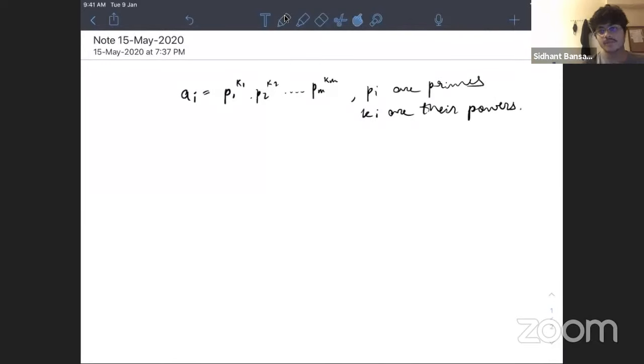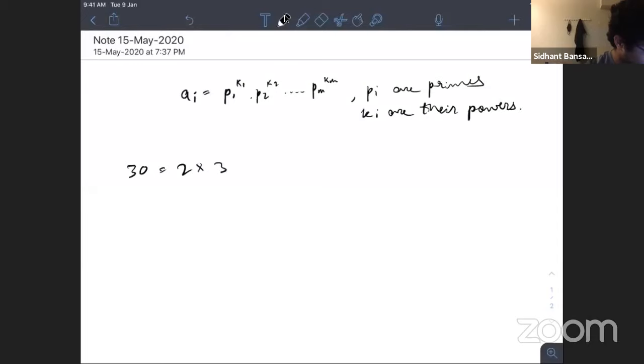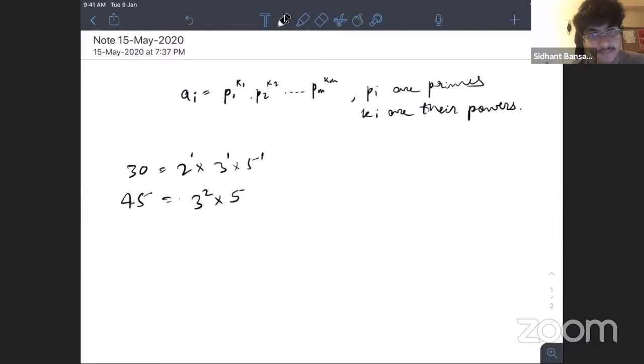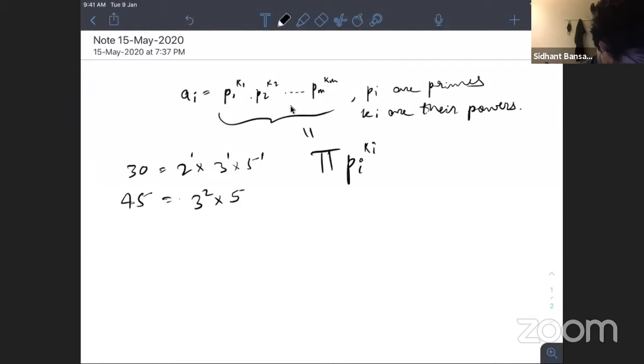Right? So basically any number, for example, let's take 30, which is what? 2 into 3 into 5. So 2 to the power 1, 3 to the power 1, 5 to the power 1. Take another example, 45, which is 3 square into 5. So basically any number Ai can be represented generically as P1 to the power K1 times P2 to the power K2, and so on, which is a concise notation: the product of Pi to the power Ki, i goes from 1 to M, and let's just use Aj. So Aj is equal to this thing, right?